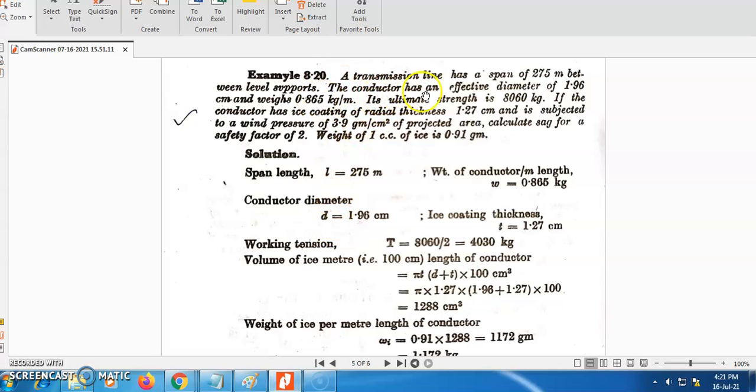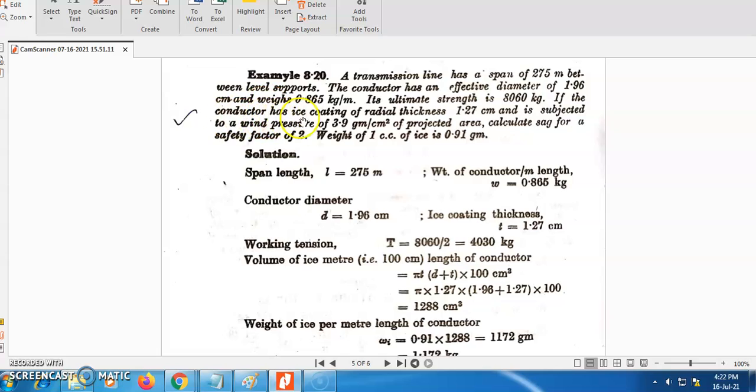Here the transmission line has a span of 275 meters. That is, L is 275 meters between level supports. The conductor has an effective diameter of 1.96 centimeter and weighs 0.865 kg per meter. The ultimate strength is 860.